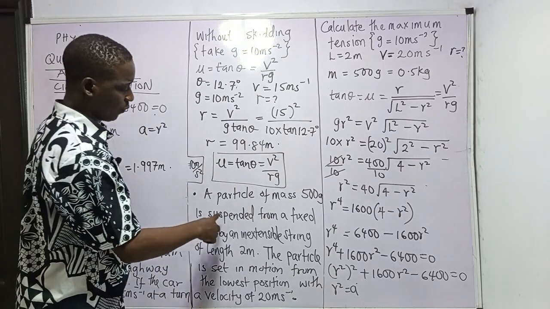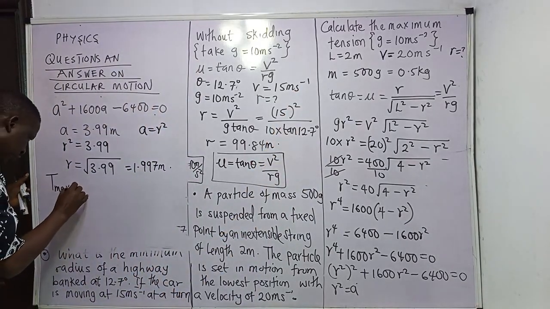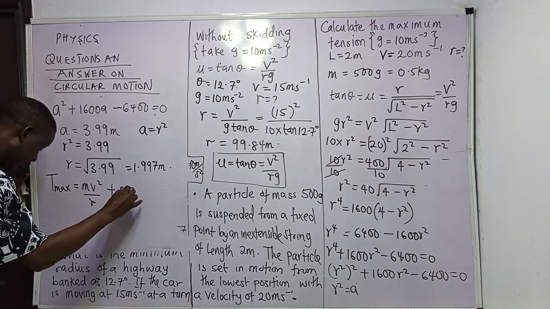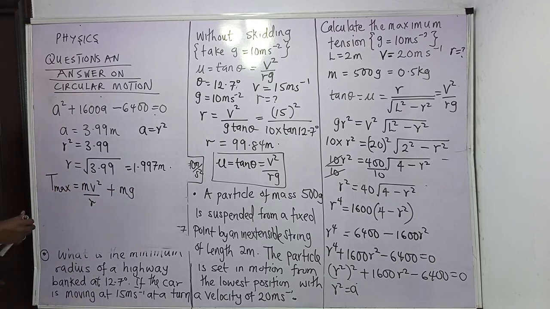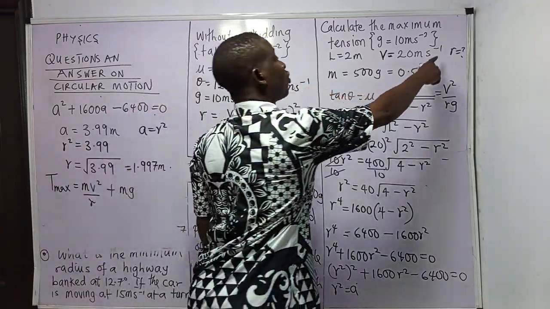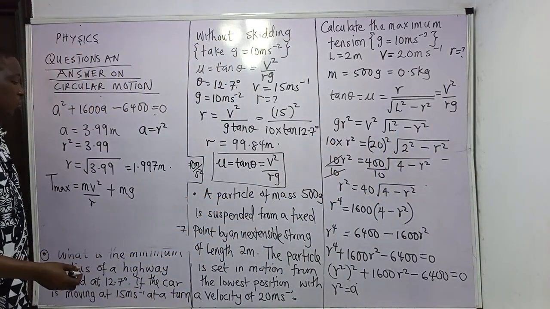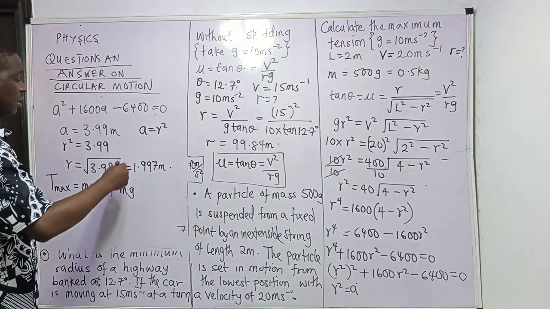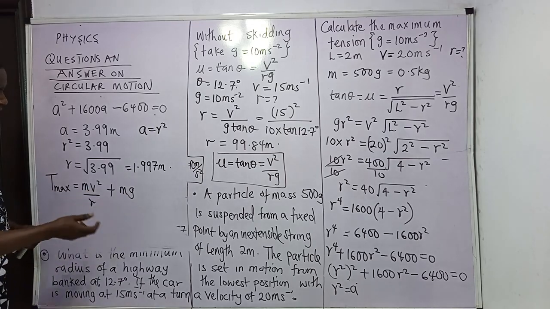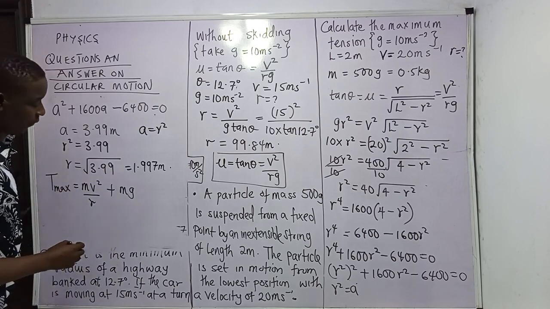Because they say we should find the maximum tension, and the maximum tension is equal to mv squared over r plus mg. That is the formula for maximum tension. What was disturbing us before using this formula was that the radius was not given. And you cannot just say the question is not correct. So we have solved our radius. We have our radius, velocity, mass, and gravity, so we can now analyze the question.